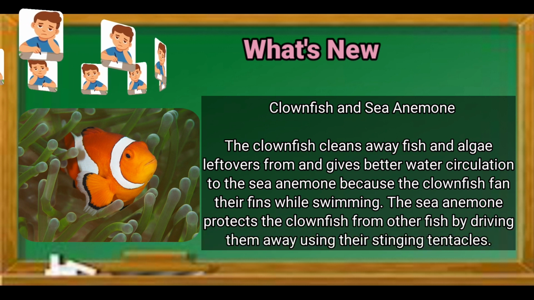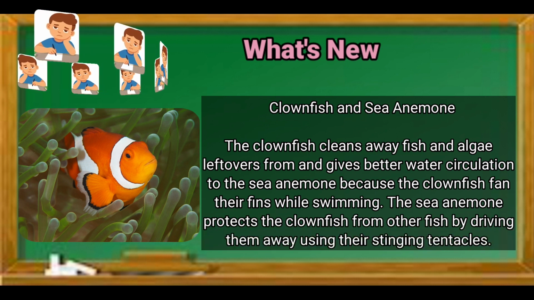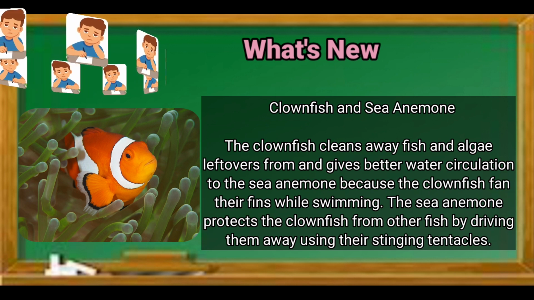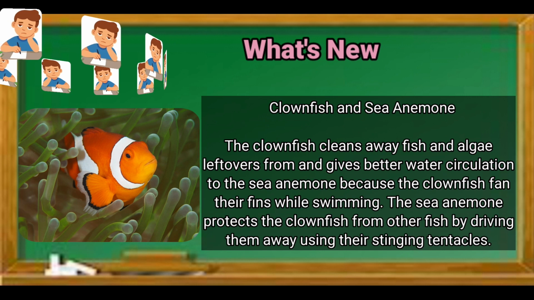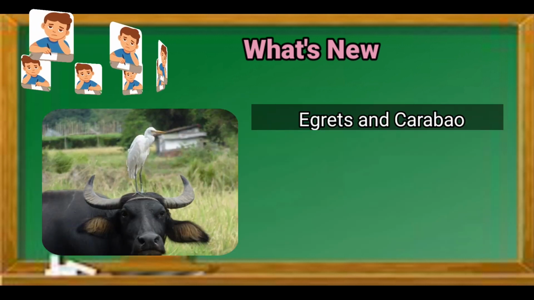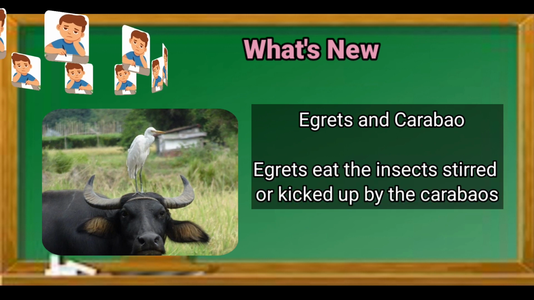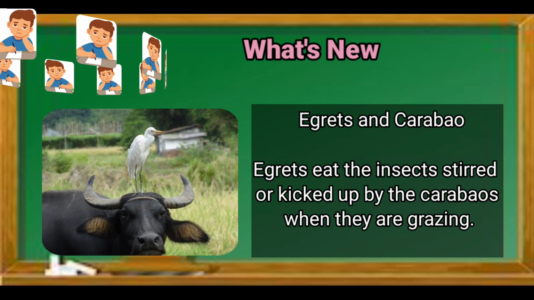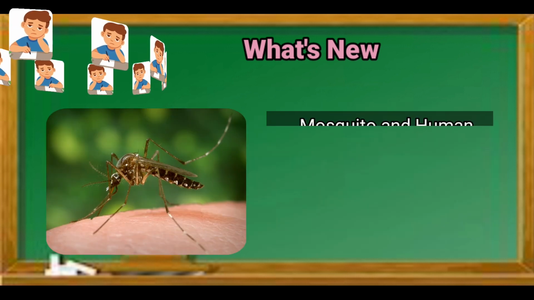sea anemone because the clownfish fan their fins while swimming. The sea anemone protects the clownfish from other fish by driving them away using their stinging tentacles. Egrets and carabao. Egrets eat the insects stirred or kicked up by the carabaos when they are grazing.